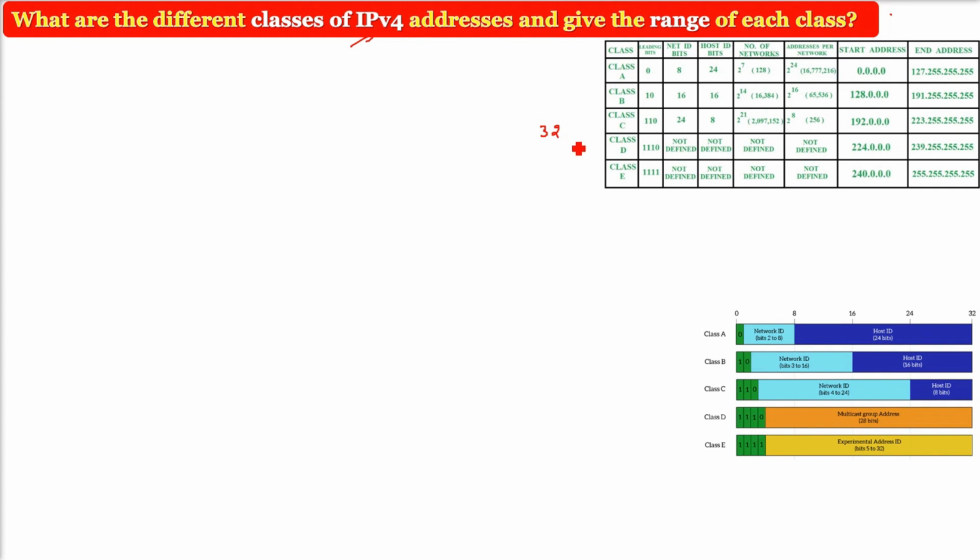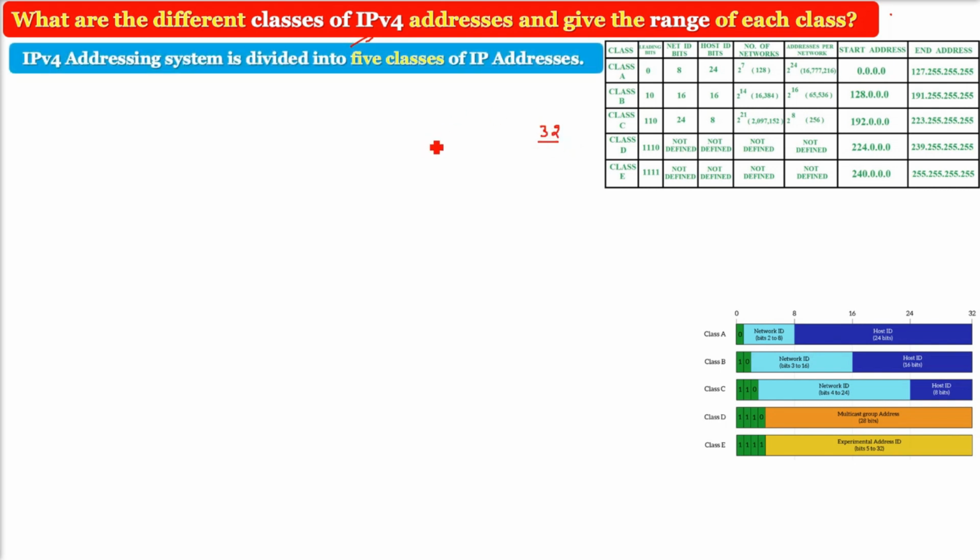IPv4 is a 32-bit addressing scheme. This is dotted decimal, that is, we have 4 numbers from 0 to 255 separated by a dot. Now this IP addressing scheme is divided into 5 classes.